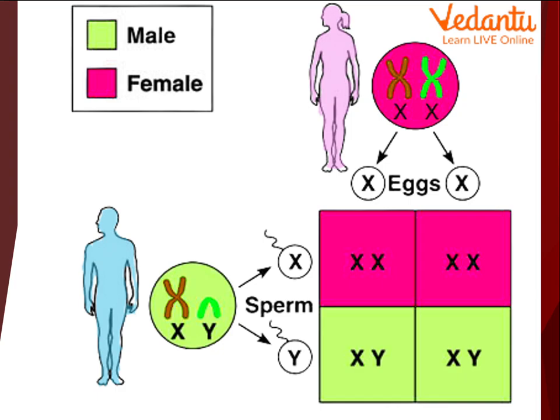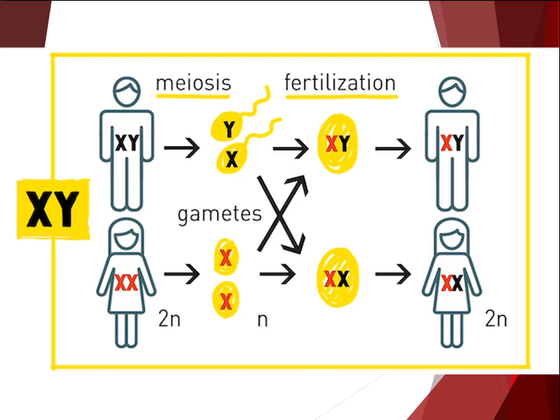In males, this 23rd pair consists of one large chromosome, which we call an X chromosome, and one small chromosome, which we call the Y chromosome. In females, the 23rd pair consists of two similar XX chromosomes. These chromosomes are called sex chromosomes. During meiosis, males produce sperm that contain either an X chromosome or a Y chromosome. Females produce eggs containing X chromosomes.